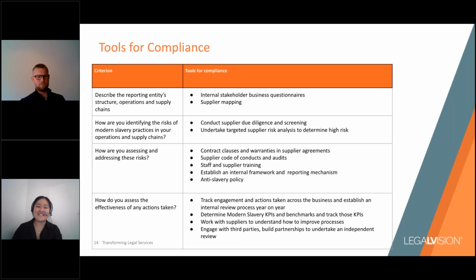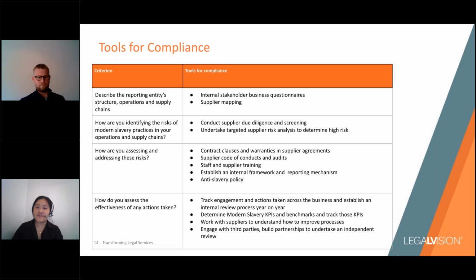Pardon me, but it is for you to be able to identify, you know, in the next 5 years, we want to target these areas because we have determined those to be high risk. Next, how are you assessing and addressing those risks? So this is where we see probably the most movement and the most tools from a documentation point of view. So contract clauses and supplier warranties in your supply agreement. So turn your mind to whether your supply agreements have contractual clauses that speak to non-slavery compliance.